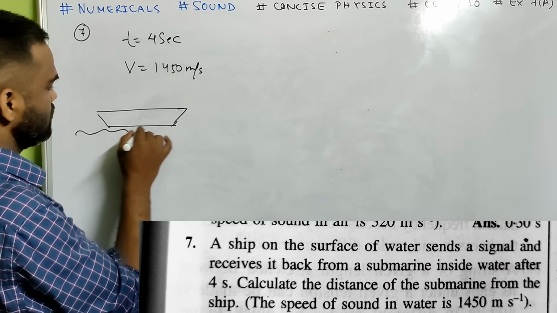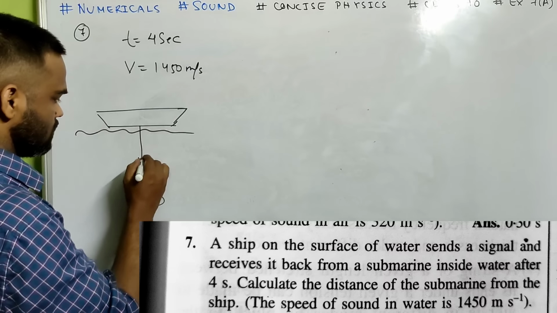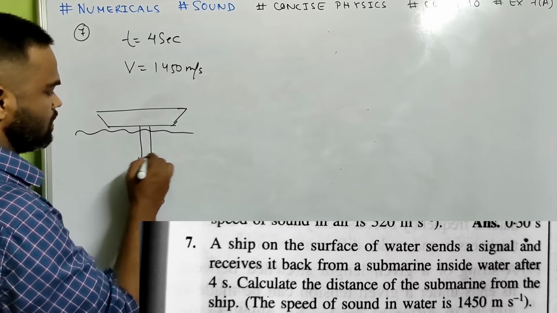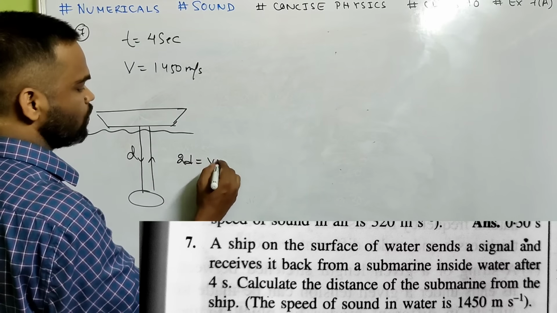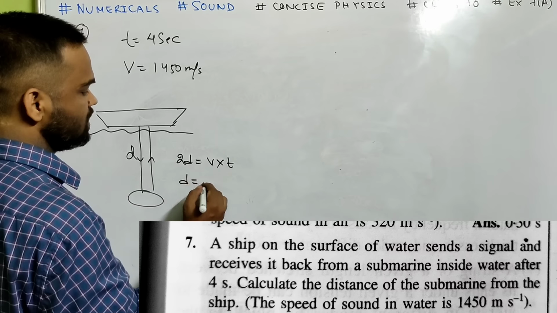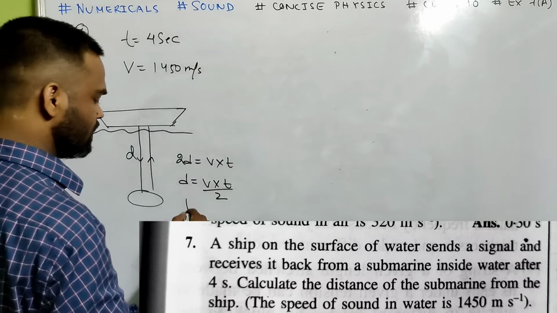Okay. And there was a submarine. So the signal goes and comes back. Suppose the distance is D. Then again, 2D equals V multiplied by T, which means D equals V multiplied by T by 2. Very simple.